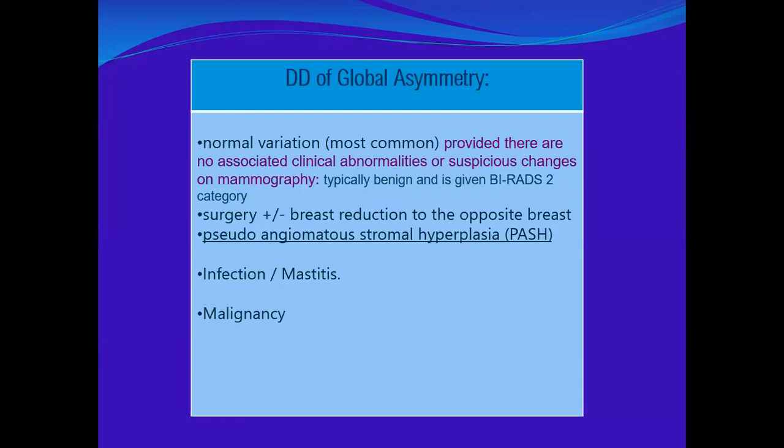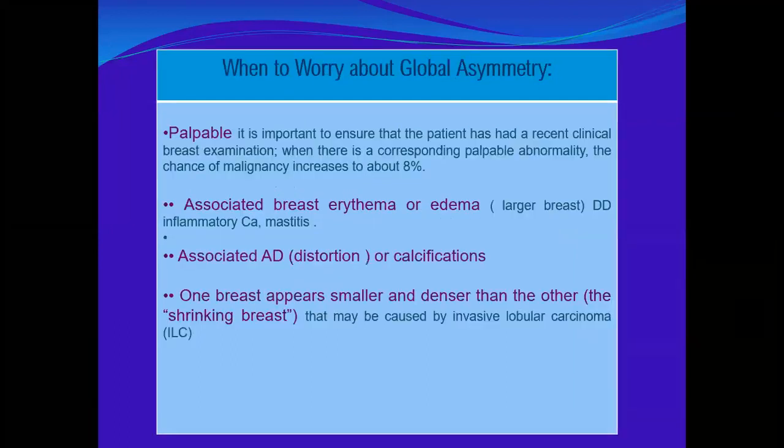Sarah, you are right. We said global asymmetry is most commonly a normal variation. It can be related to surgery, reduction of the opposite breast, pseudoangiomatous stromal hyperplasia, infection, mastitis, or malignancy. It becomes worrisome if associated with a palpable abnormality. If it is associated with palpable abnormality only and no suspicious mammographic finding, then it will be BI-RADS 4A, and the probability of malignancy will be about 8%.